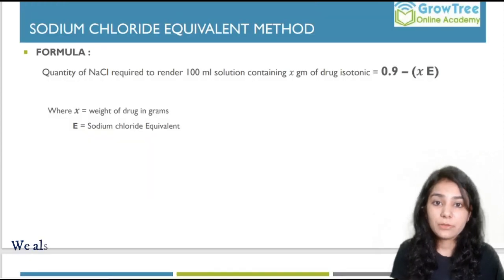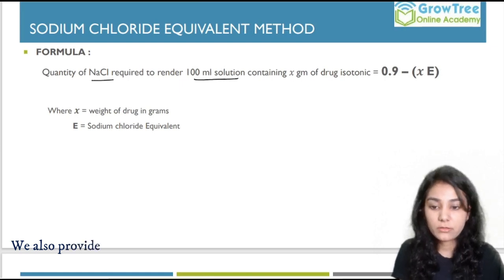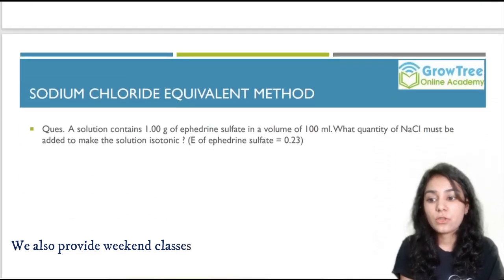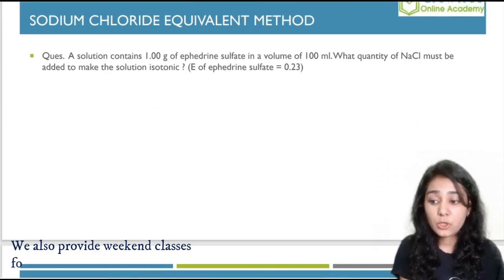So we have a very simple formula for calculating the quantity of sodium chloride required to make 100 ml of solution containing x gram of drug, and it is 0.9 minus x into E. Here x is the weight of the drug in grams and E is the sodium chloride equivalent. Let's understand the sodium chloride equivalent method with a simple numerical.